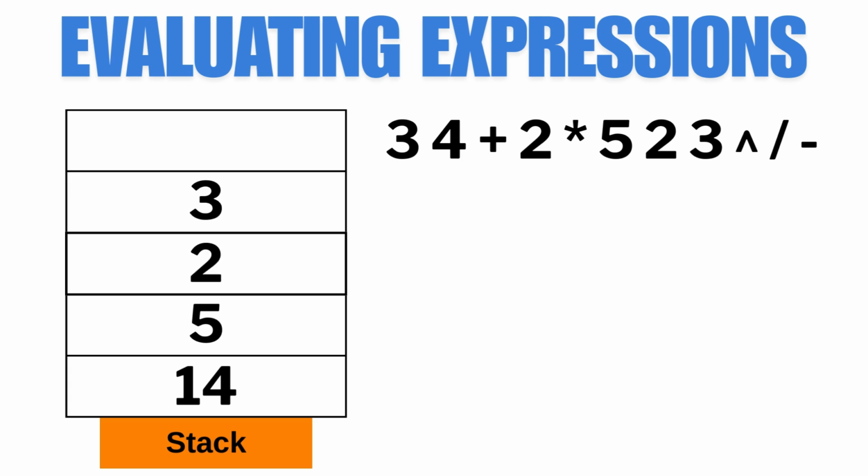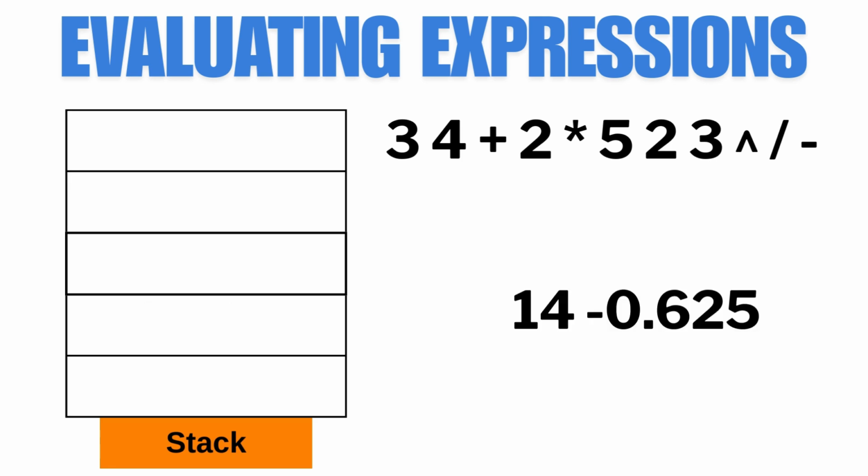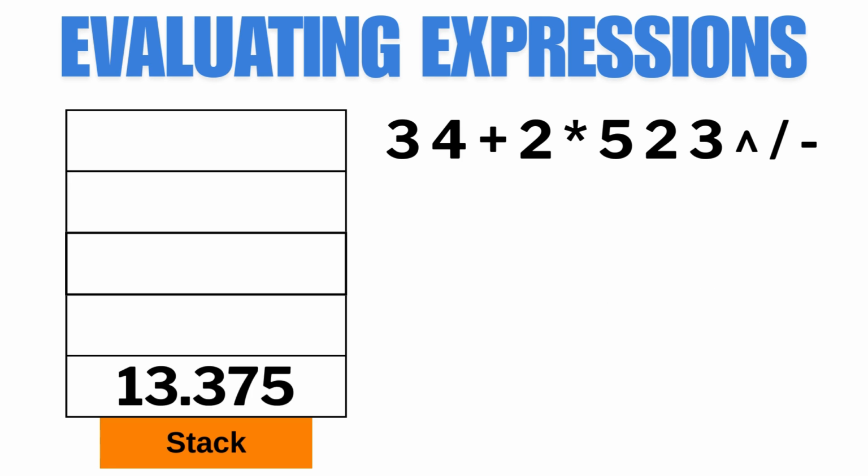The next operator is the exponentiation operator. So we pop 2 and 3, calculate 2 raised to the power 3, and push the result back to the stack. Next, we have the division operator. So we pop 2 elements, 8 and 5. Calculate 5 divided by 8 and push the result to the stack. The final item is the minus operator. So we pop 2 elements from the stack, calculate 14 minus 0.625, and push the result to the stack. At the end of the evaluation, the only item left in the stack is the result of the expression.